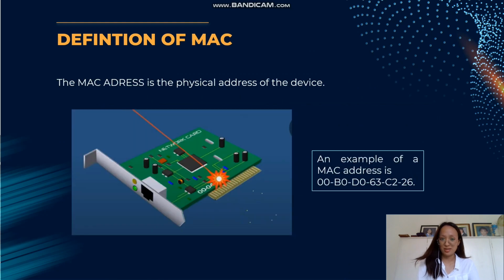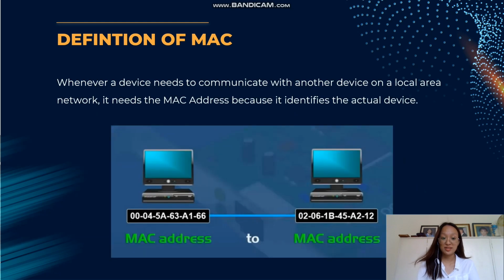What is a MAC address? The MAC address is the physical address of the device. An example of a MAC address is this. Whenever a device needs to communicate with another device on a local area network, it needs the MAC address because it identifies the actual device. And devices use ARP to acquire the MAC address for that device.